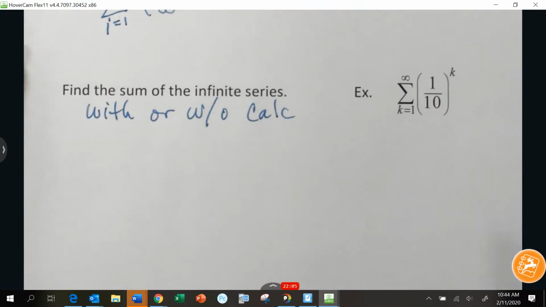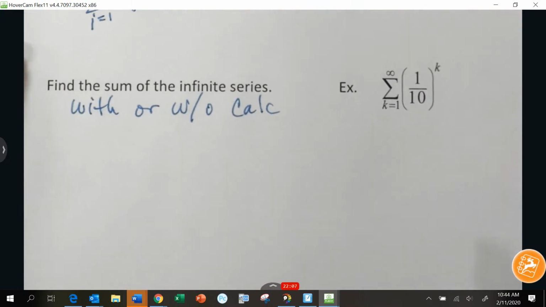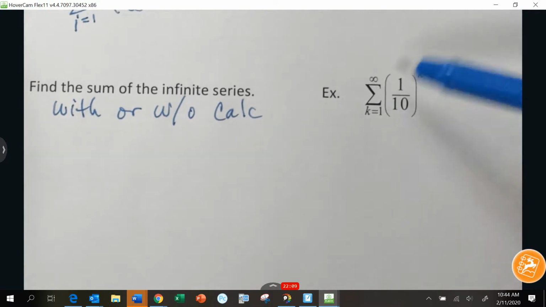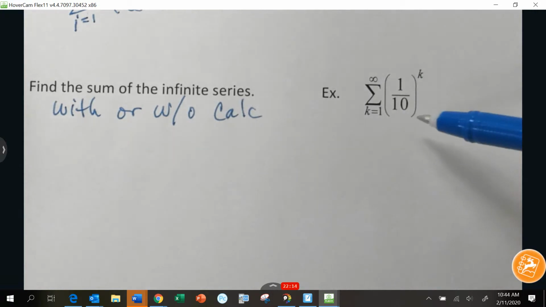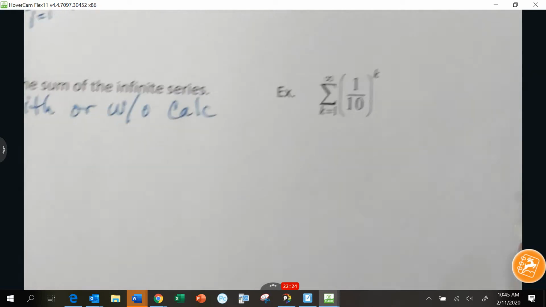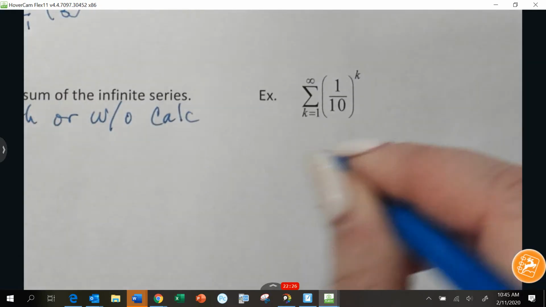Okay, I can show you this with or without a calculator. This says find the sum of the infinite series. That means that I'm adding things up forever and ever, but there is an answer. I know, it's crazy. So what would be our first term? If I plug in 1, what would we get?